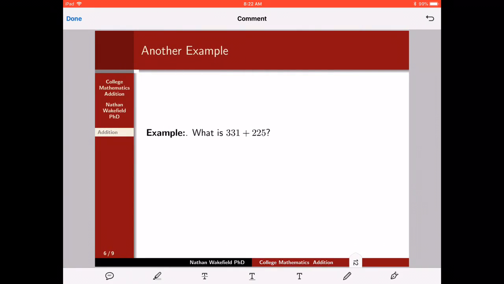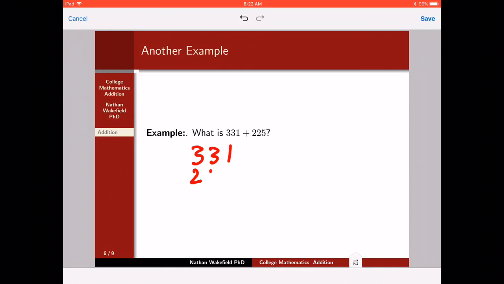So let's go to something that's just a little bit more difficult. 331 and 225. So here we've got a tens place and a hundreds place in addition to our ones place that we've been working with all along. So I'm going to just write it as 331 and 225, and I'm going to add down in columns. So 1 plus 5 is 6. 3 plus 2 is 5. 3 plus 2 is 5. So my answer is 556.